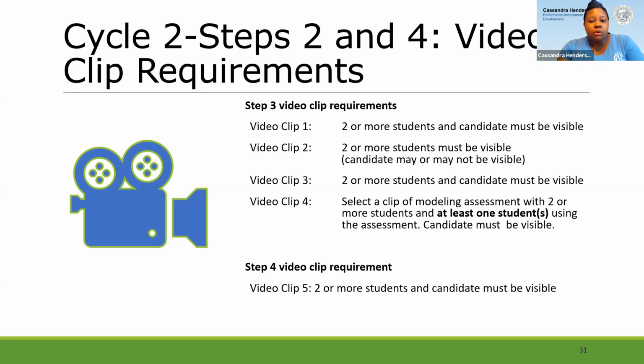And for video clip 4, they're going to select a clip of them modeling the assessment with two or more students. And then at least one student will use the assessment and the candidate will conference with that student about that. And the candidate must be visible in clip 4.